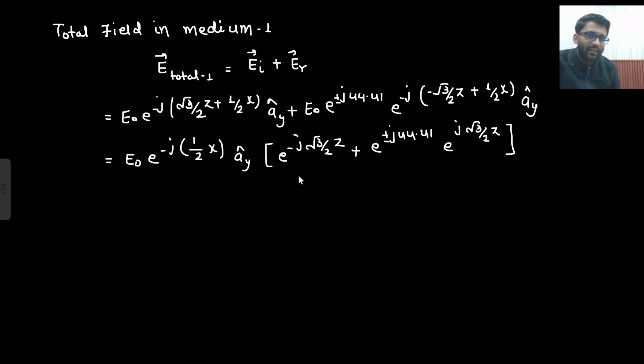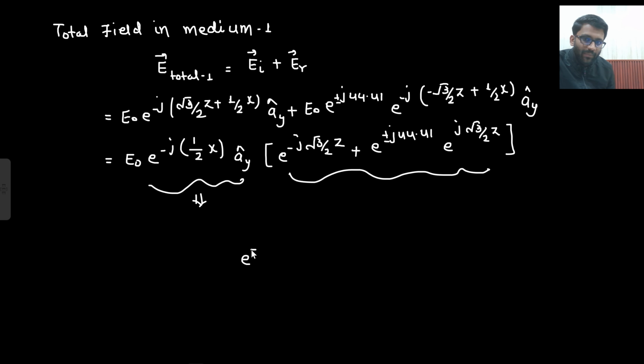Now what you can see here, what is this and what is this? This is your traveling wave. E to the power minus j beta z is written. What does that mean? Traveling wave in the z direction. E to the power minus j 1 by 2 x is written. What does that mean? Traveling wave in the x direction.